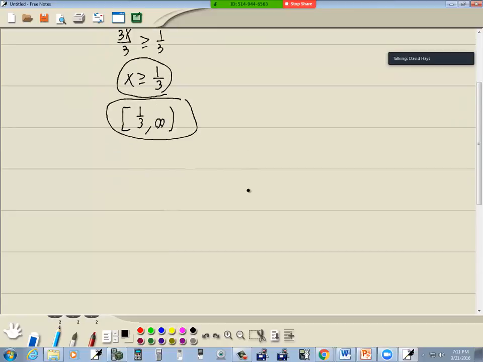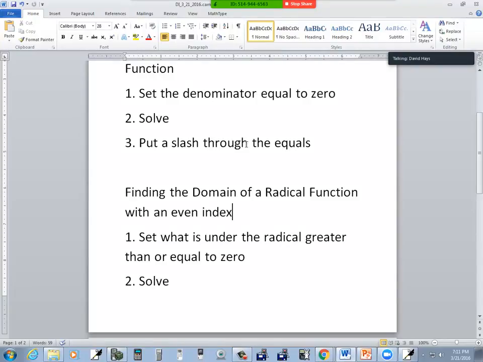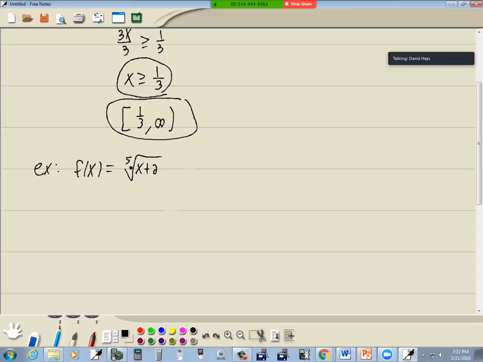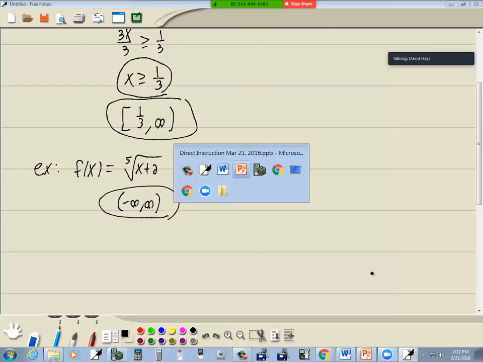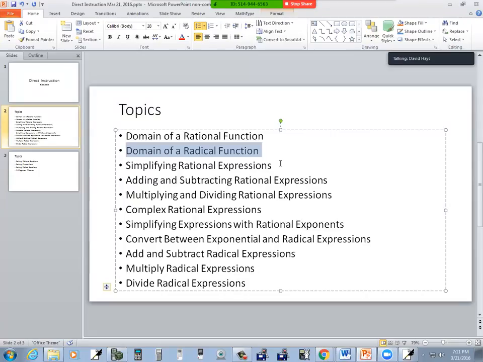Now, even though I said I don't think there is any, let me make one up, just in case there is. Let's say I have an odd number in this slot here. That's your index. Well, these really are two exceptions. If you have a fraction, you handle it this way. If you have the domain of a radical function with an even index, you handle it this way. And if you have a radical with an odd index, like 5, then your answer will simply be negative infinity, positive infinity. And that's our domain of a radical function.